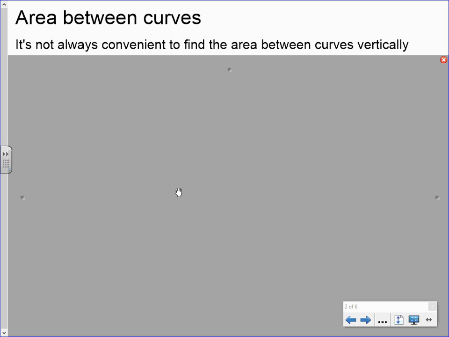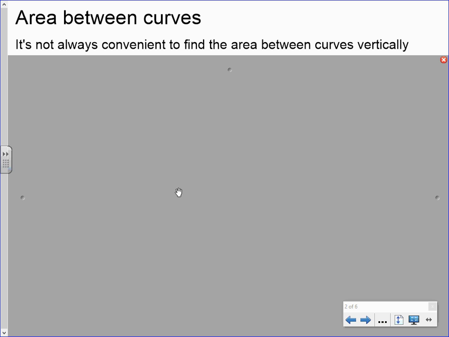Now sometimes it could be just unavoidable. Sometimes it could be more convenient to find the area horizontally. Can I do that? No. Yes. Okay, so finding the area between curves vertically, we took top function minus bottom function.